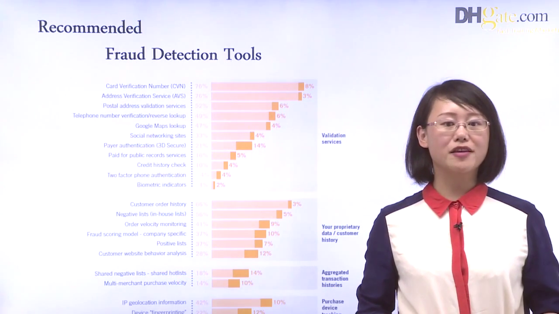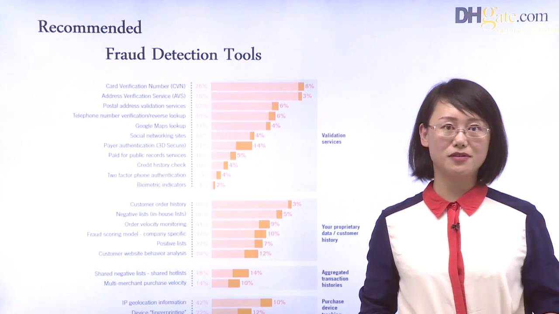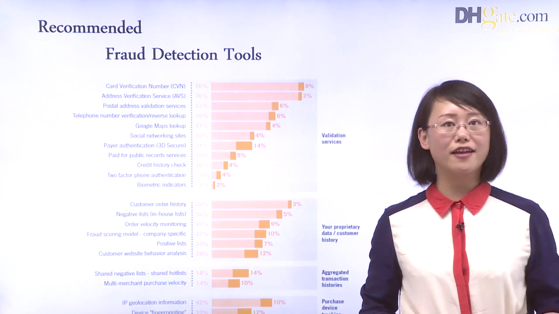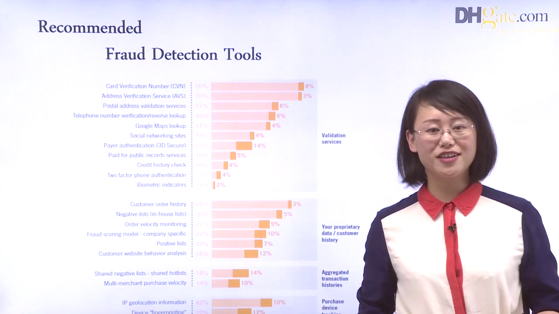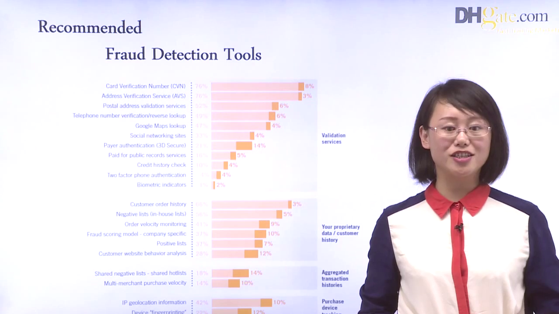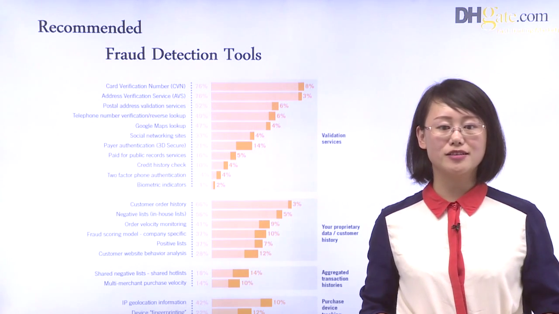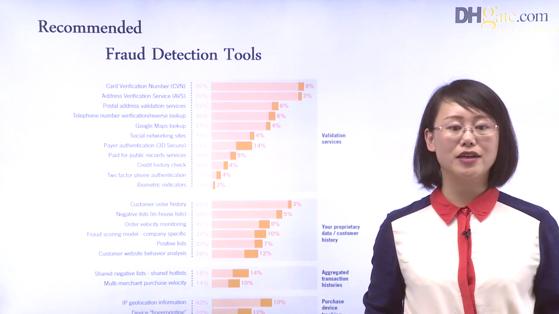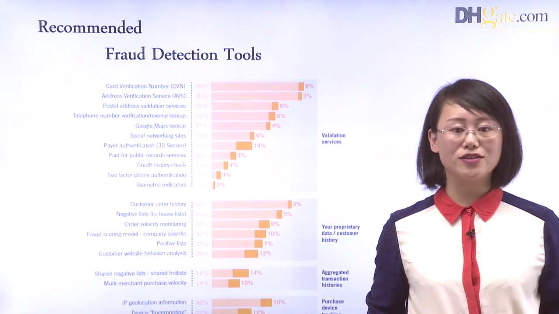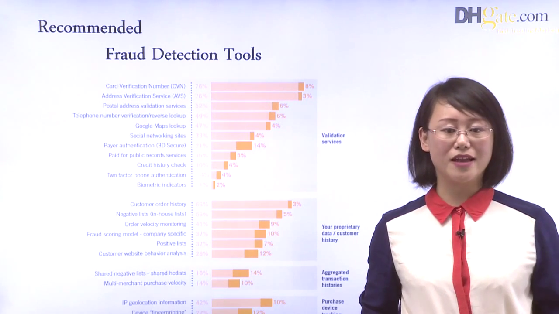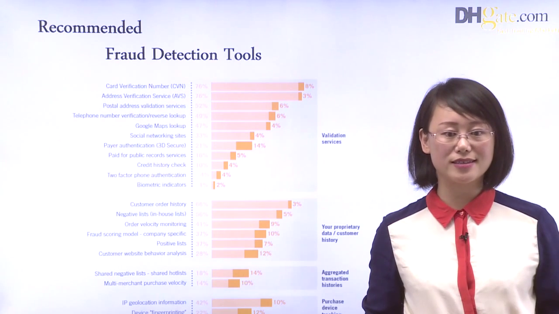Here is a survey of recommended fraud detection tools made by CyberSource. CyberSource is one of the most famous commercial anti-fraud companies. According to their findings, the two most adopted screening tools, card verification and address verification service, are also rated among the 6 most effective. Screening an order against the customer's order history is the most adopted screening tool that relies on a merchant's own data, and is also rated among the top 6 for effectiveness.